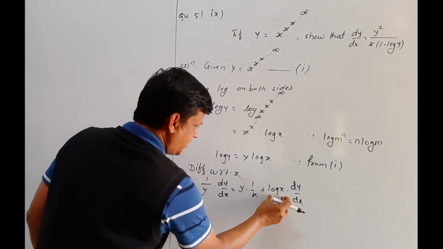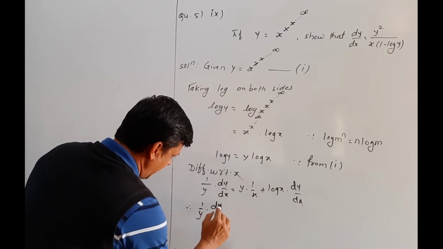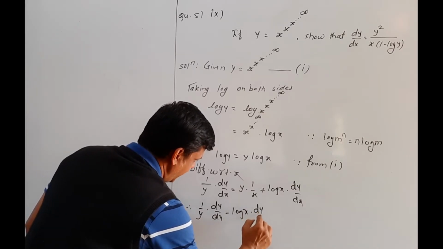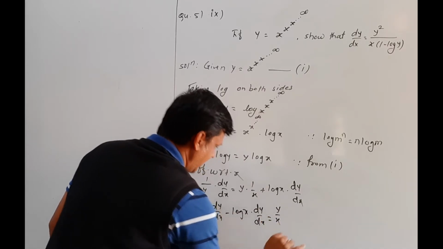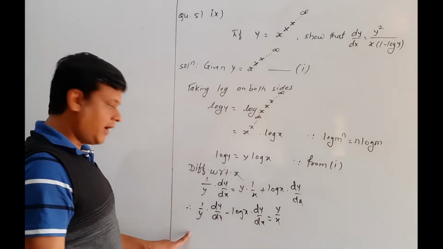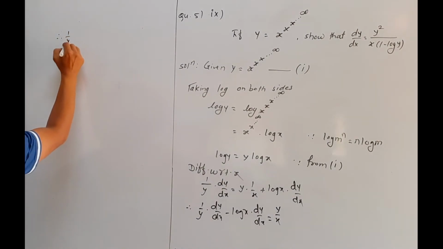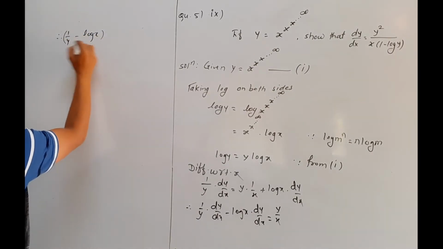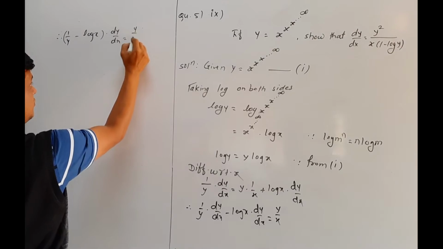So we transfer this log x dy by dx to the left hand side. So write 1 by y into dy by dx minus log x into dy by dx is equal to y into 1 by x. We write y by x. Now take dy by dx common from both the terms. So write here 1 by y minus log x into dy by dx is equal to y by x.